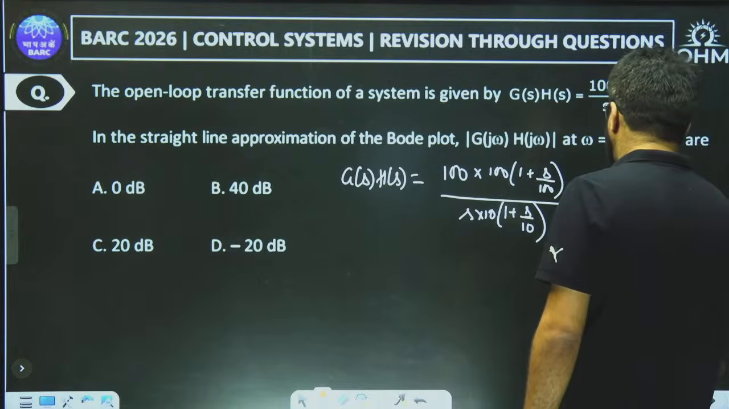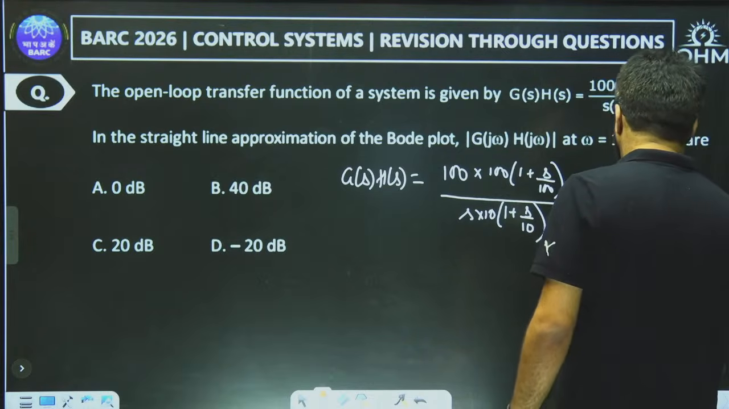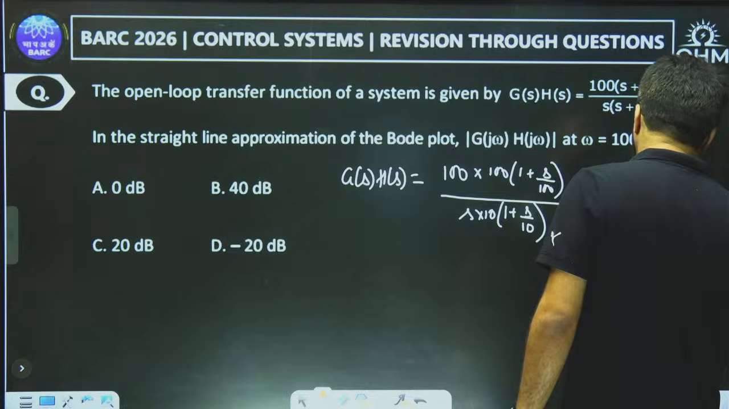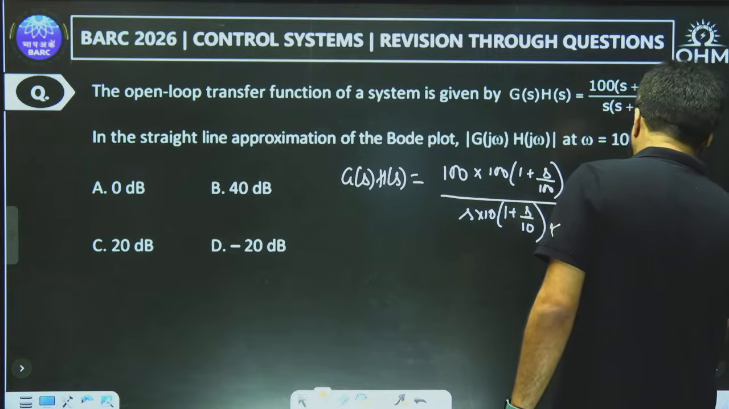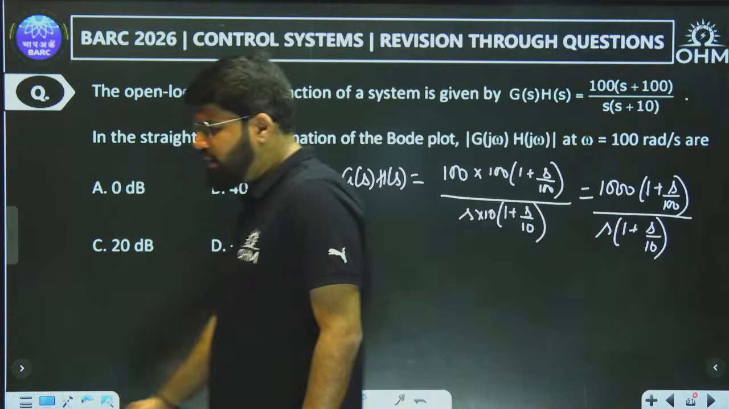So this is how much? 100 into 10, 1000. The 10 got cancelled. So 1000, 1 plus s by 100, divided by s, 1 plus s by 10.